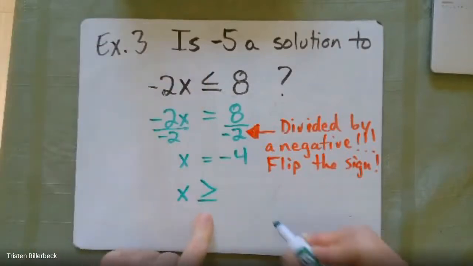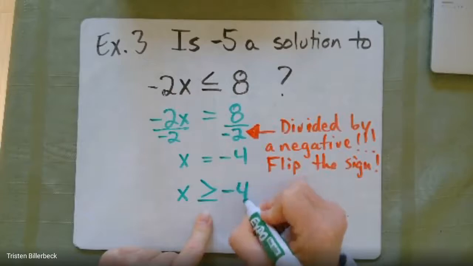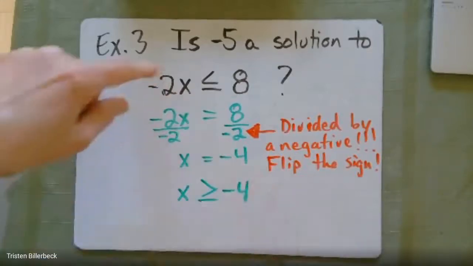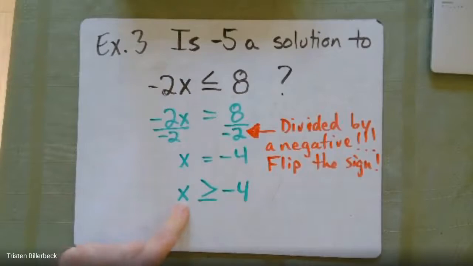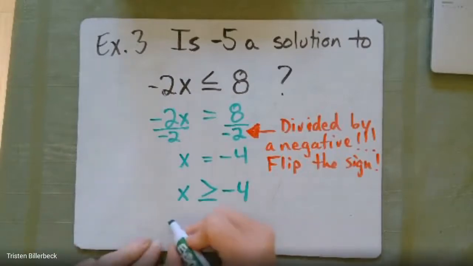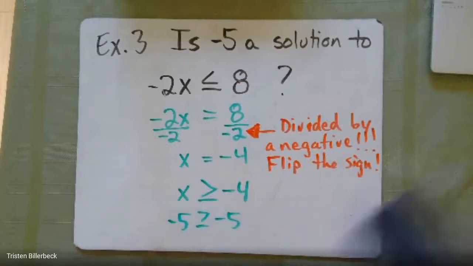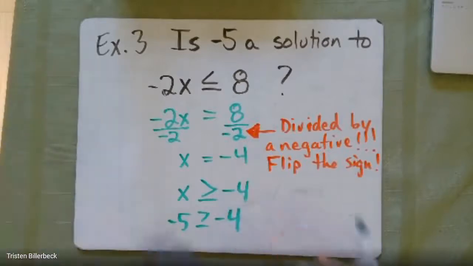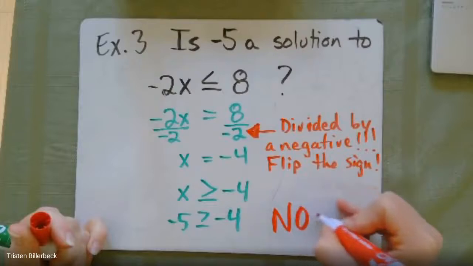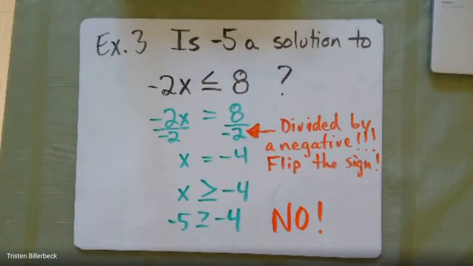X is greater than or equal to negative 4. Okay, so the way we check that is, okay, we have negative 5. Is negative 5 greater than negative 4? Whoops. Well, of course, it's greater than or equal to negative 5. But is it greater than or equal to negative 4? No. But if we had flipped the sign, we wouldn't have gotten that right. It would have said negative 5 is less than or equal to negative 4, and that would have been true.